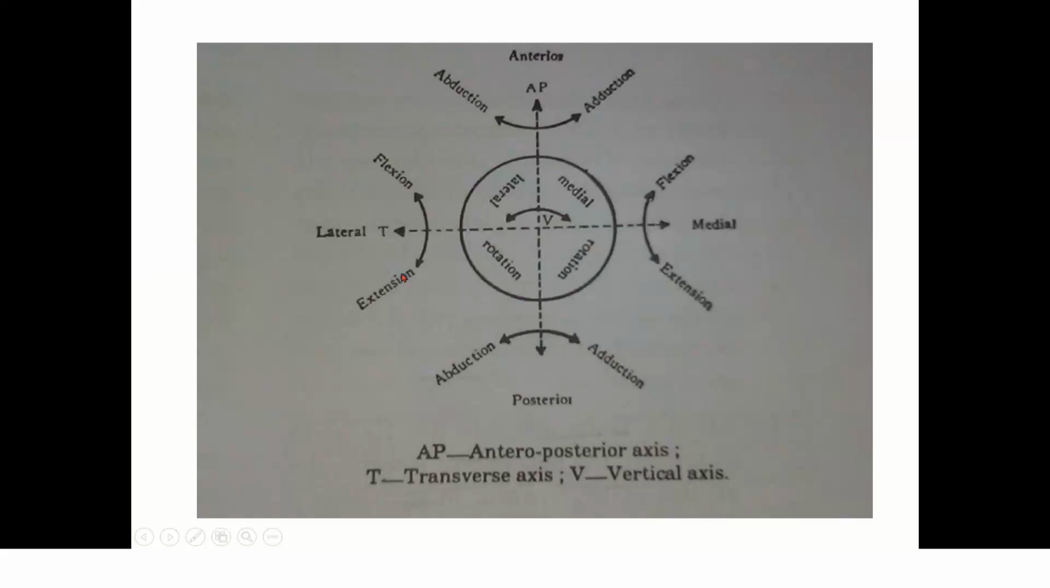And next, you can see this is the transverse axis, around which there will be flexion and extension, like flexing and extending the elbow. Then you can see the V here. This is the vertical axis around which there will be medial rotation and lateral rotation. So there are three basic axes around which the joint movements occur: anterior-posterior axis, abduction, adduction; transverse axis, flexion, extension; and vertical axis, medial rotation and lateral rotation.